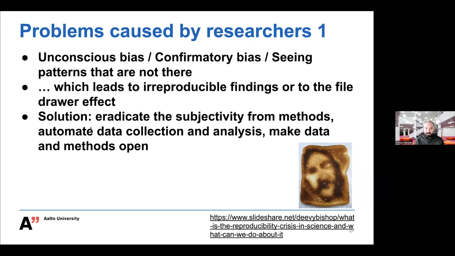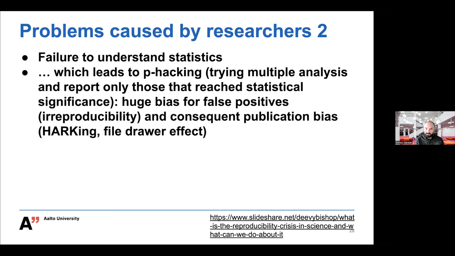So the solution that I suggest is that we should eradicate subjectivity from the methods. In some fields, they even have some people collect the data and other people analyze the data. You can even kind of mask the research question, so that you don't even tell them what they're supposed to see in the data collected. And of course, another solution to eradicate subjectivity from methods is to make data and methods open, so that other people can reuse the method and maybe find potential biases that we introduce when we want to see patterns that are not there.